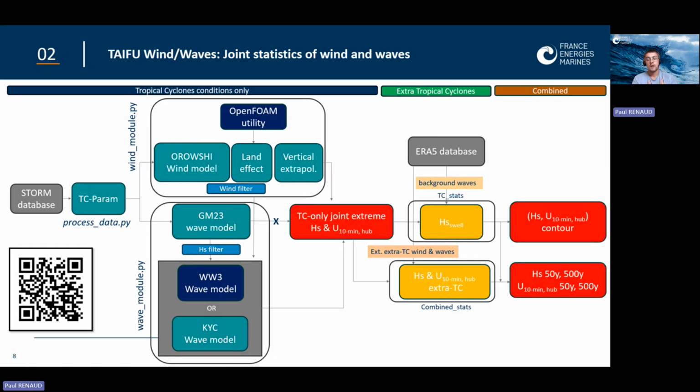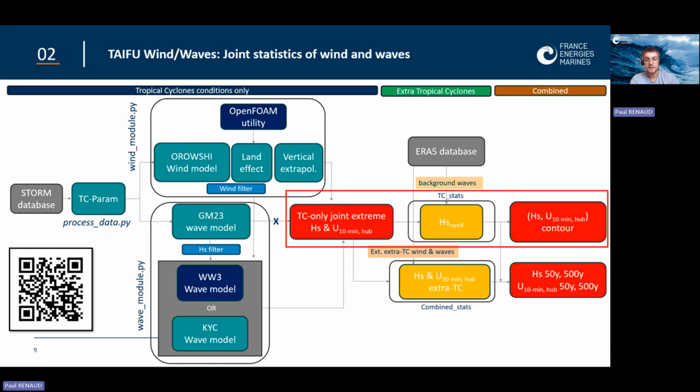so we can derive the joint statistics on wind and wave. We also add one other layer to account for the background waves, so the swell emitted by distant weather systems. So we rely on the ERA5 database to obtain the contribution of the swell, which is added to the significant wave height. And so at the end, we can obtain the contour of significant wave height and wind speed at hub height.